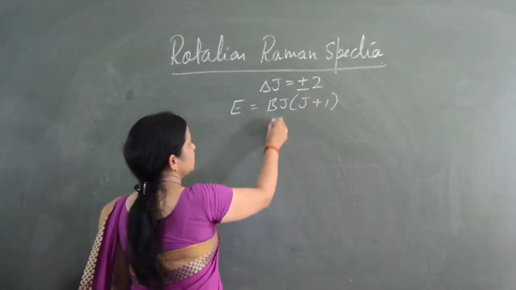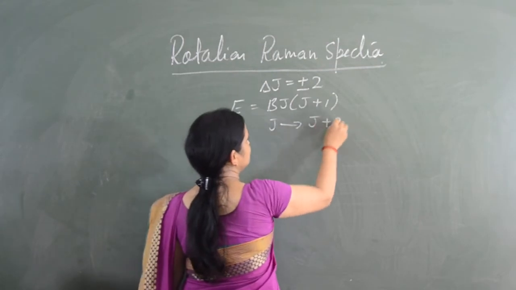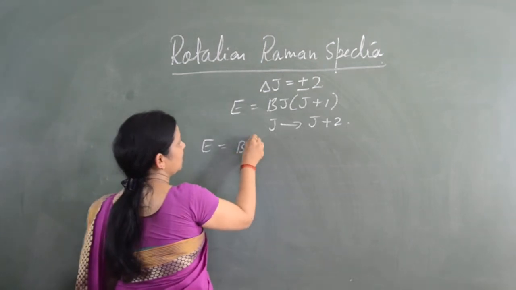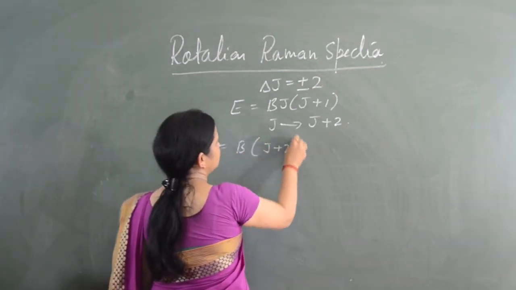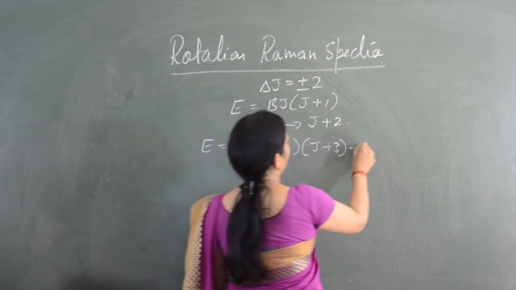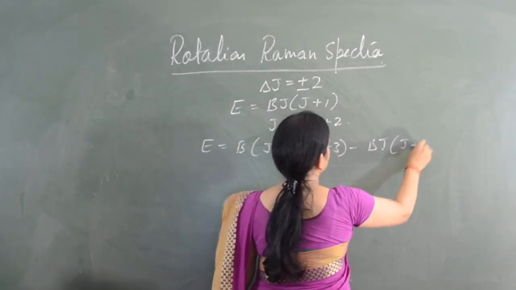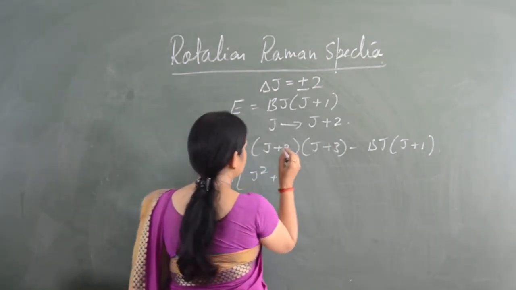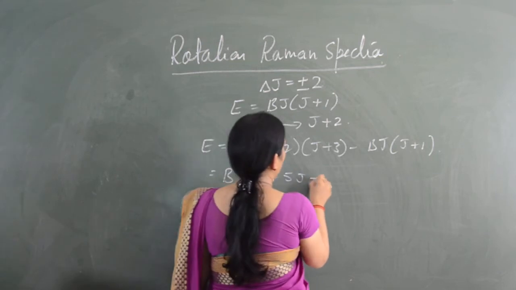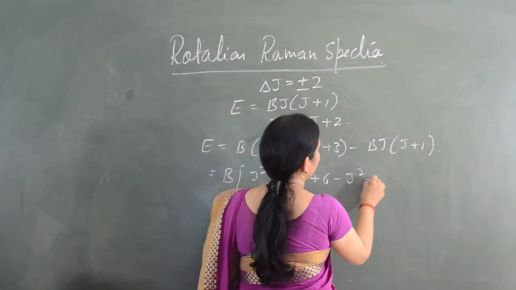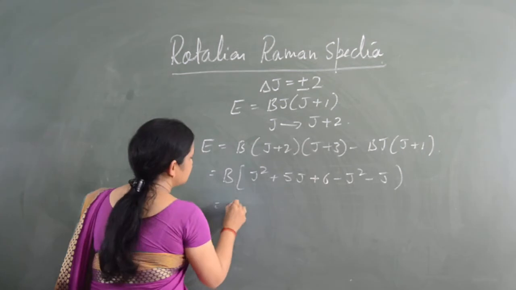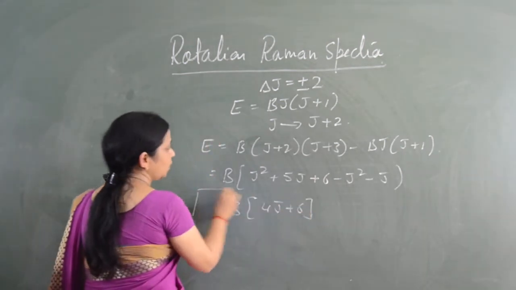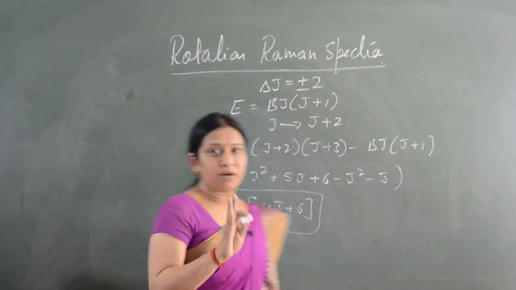So, if the transition is from J to J+2 and we put these values in this equation, we get energy equal to B(J+2)(J+3) minus BJ(J+1). If we solve it, we get B(J² + 5J + 6 − J² − J). So, it becomes B(4J + 6). This is the equation in case of rotational Raman spectra.